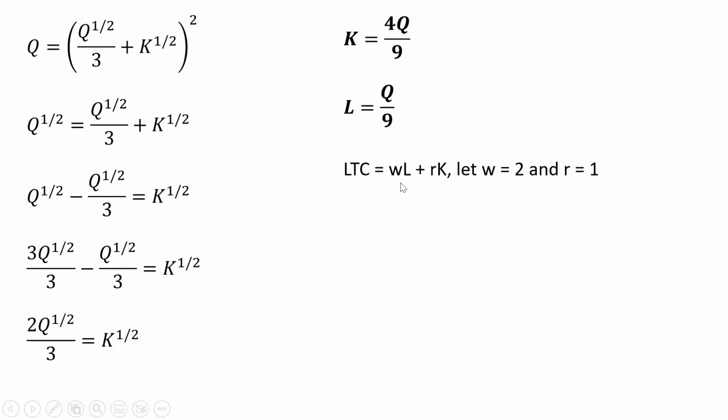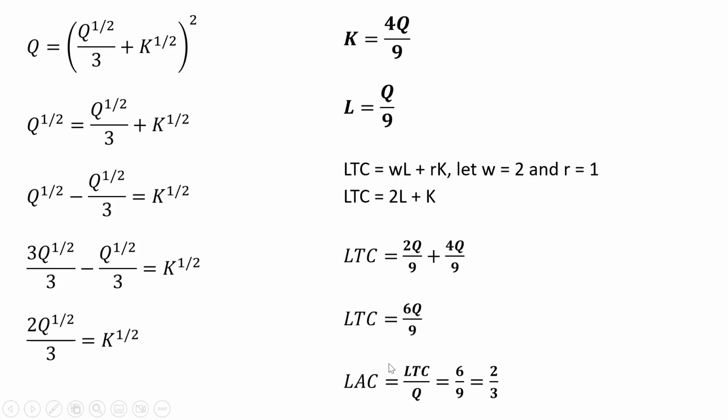Long-run total cost is going to be the wage times L plus R times K. And we are once again letting W equal 2 and R equal 1. Making those substitutions, we have this. And now we're going to do another set of substitutions where we have L. We're going to plug in this result right here. This, by the way, happens to be the long-run conditional input demand for labor. And this equation on top here is the long-run conditional input demand for capital, conditional on the quantity of output being produced. So making the substitution then, we get this result.